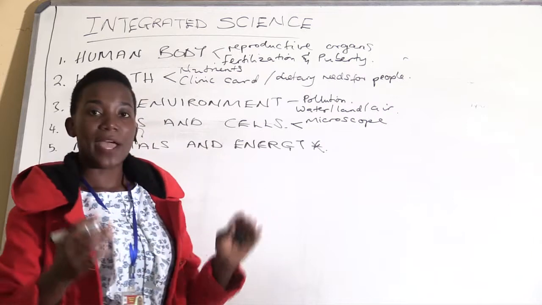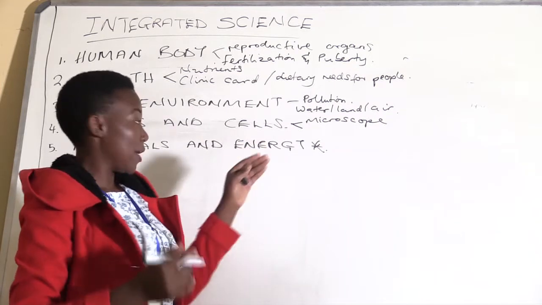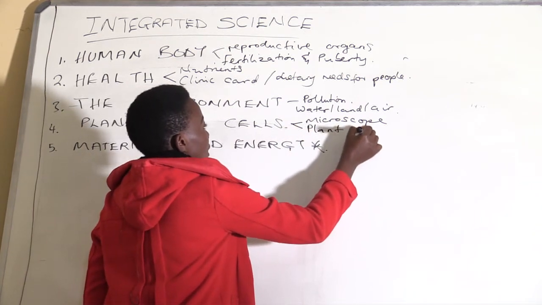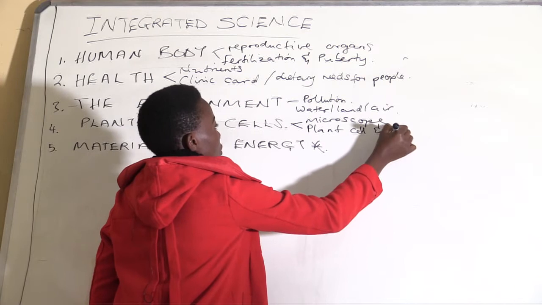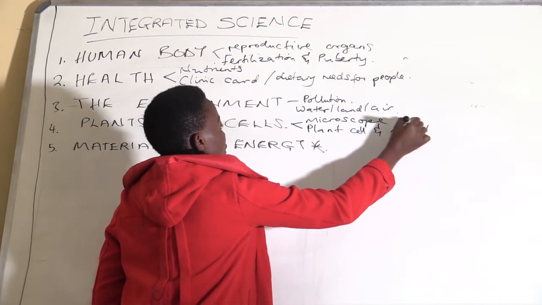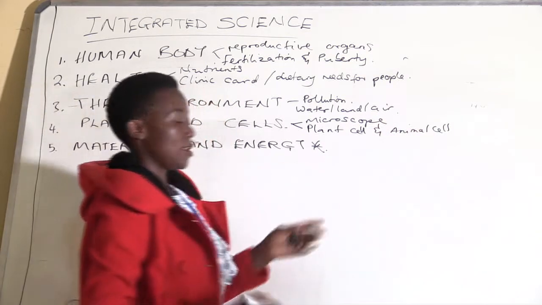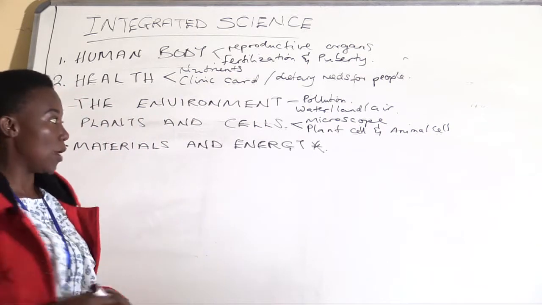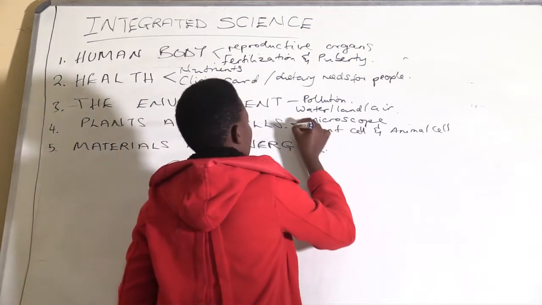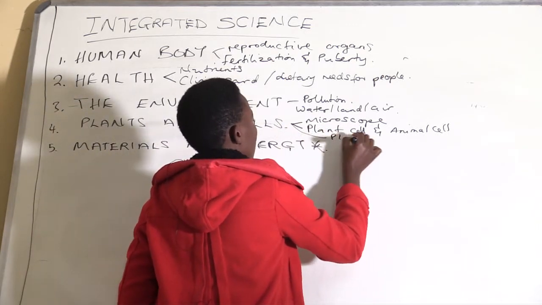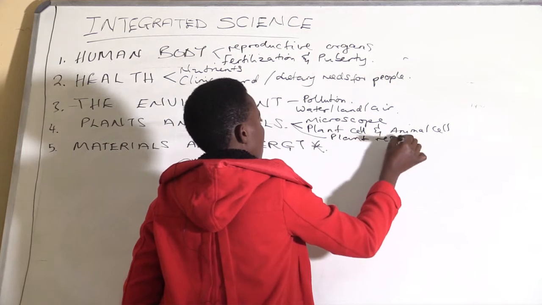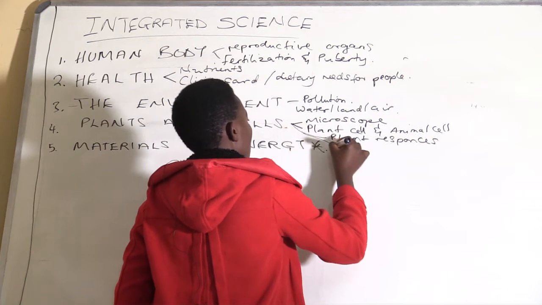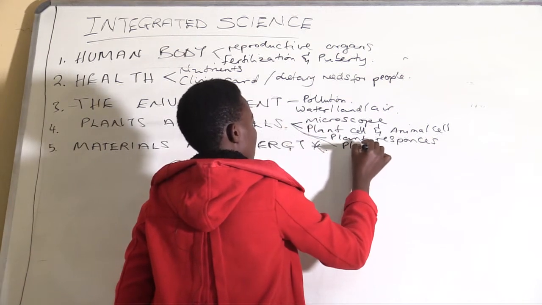Be able to identify a plant cell using a microscope. We did the plant cell, and also animal cell. Here you should be able to also differentiate between the plant cell and the animal cell. After that, we also did plant responses. Plant responses are here, and also plant nutrients.